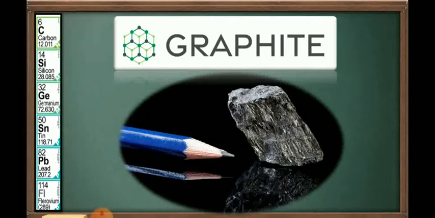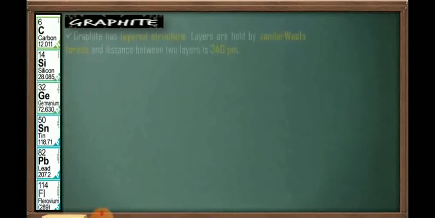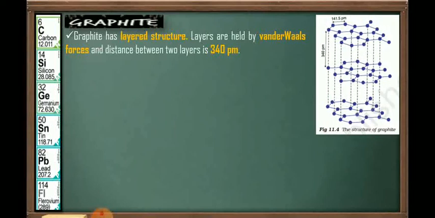This graphite is again a crystalline allotrope which is used in pencils. Pencils are made up of what? Graphite allotrope. Graphite has a layered structure. Diamond has a three-dimensional structure, whereas graphite has a two-dimensional layered structure. And these layers are held by a weak van der Waals force of attraction, and the layers are separated by a distance of 340 picometer.